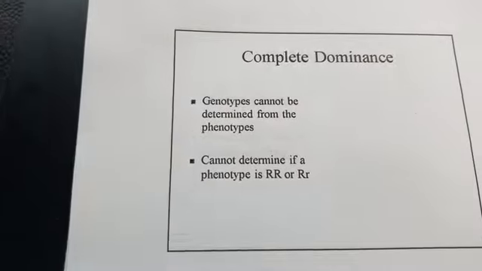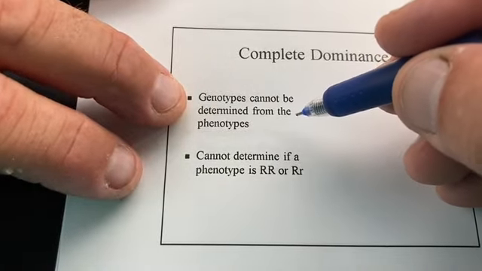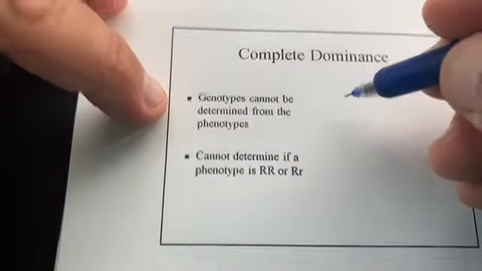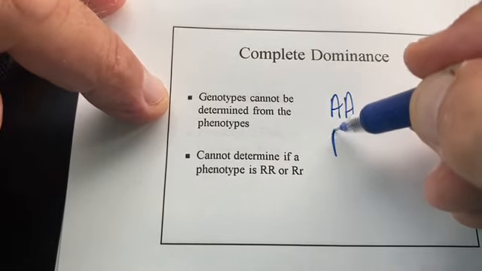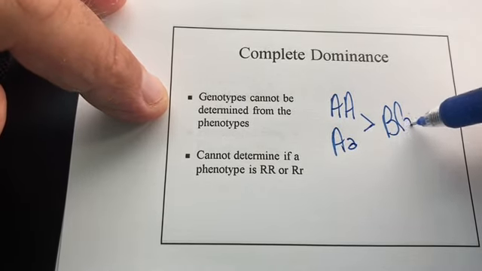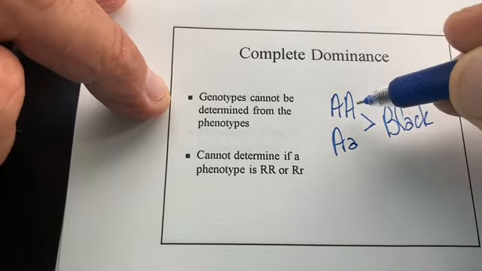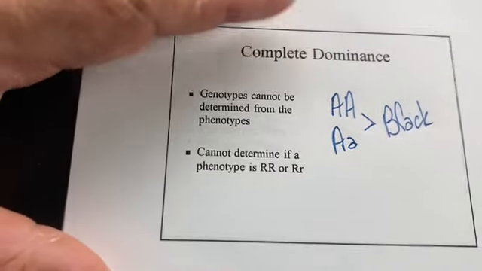Boom. Complete dominance. Genotypes cannot be determined from the phenotypes. And so with that complete dominance, it's just like we said, guys. These two right here are both black. So we don't know how many of them are homozygous for it or heterozygous for that trait.